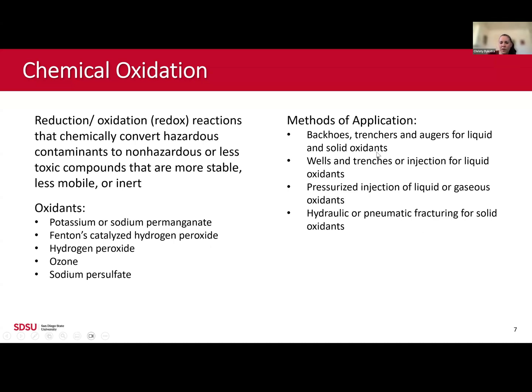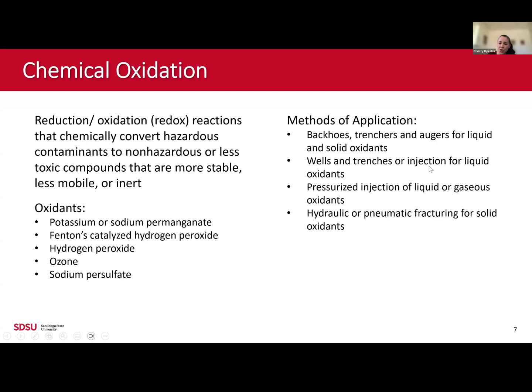And so for these, if we're treating it in situ, what we're doing is, let's say we're using something like sodium permanganate. We usually have it in a liquid mixture. We're putting it into the ground, into the subsurface, and we might be mixing that around with some augers, some backhoes, other things like that, if we have liquid or in some cases solid oxidants that we're using.